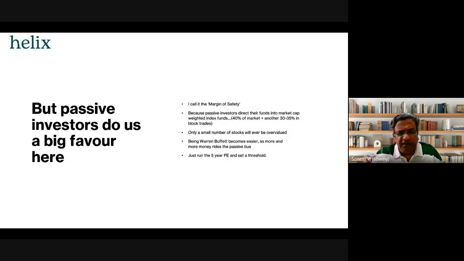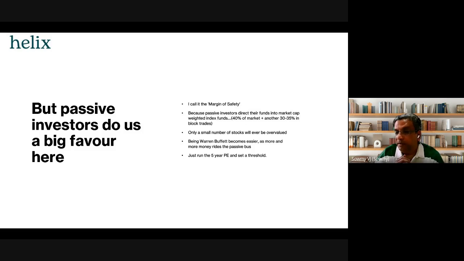But given all that, you don't really need to go into a lot of complex mechanisms. Buffett uses this very easily because passive investors do us a lot of favor. Most of the money is going into overvalued stocks. They're not going to look at the undervalued stock universe itself.